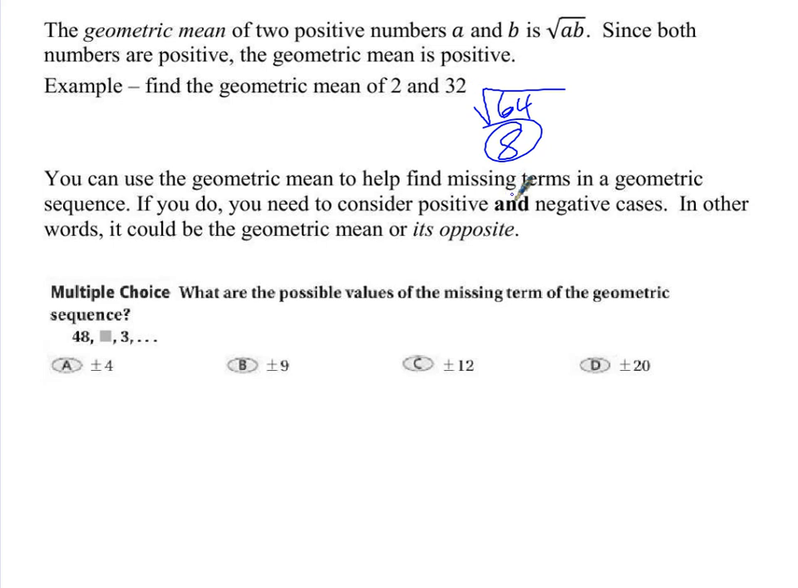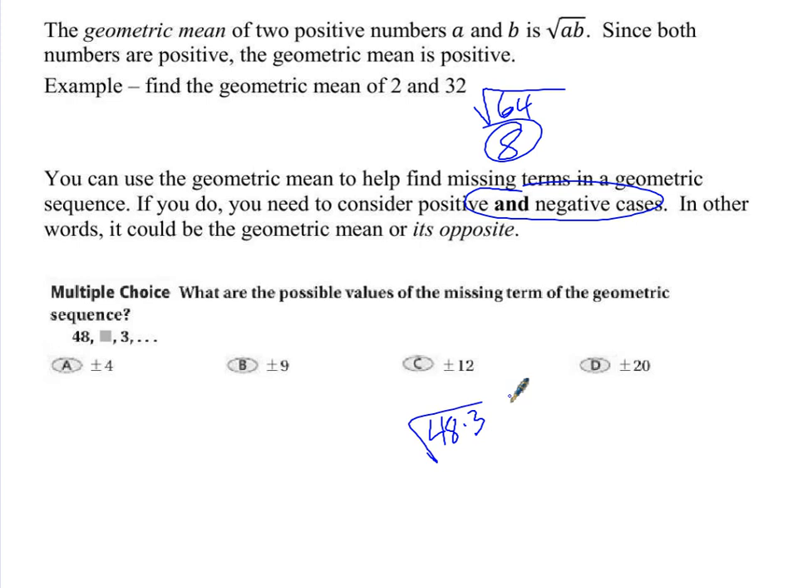You can use the geometric mean to help find missing terms in a geometric sequence, as I've already shown you. If you do, you need to consider positive and negative cases. In other words, it could be the geometric mean or its opposite. So what are the possible values of the missing term in this geometric sequence? To do this, we have to take the two numbers and do what? Multiply them together. And then take the square root.